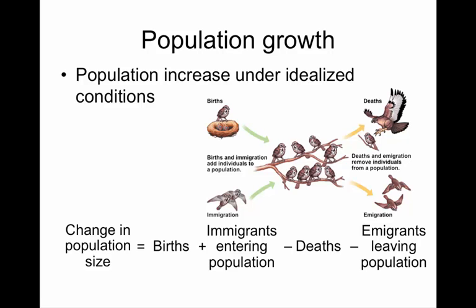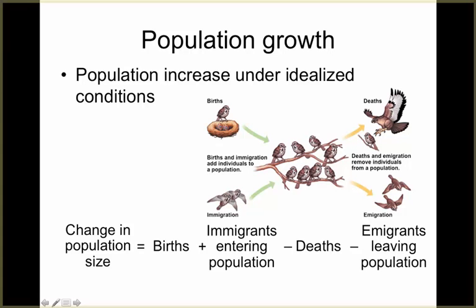It should make intuitive sense to you that the change in population size will be the number of births. So in this particular example, we have 1 plus any immigrants that enter the population. Looks like we've got 2. Minus the number of individuals that died, so that would be minus 1. And also how many birds left the population or emigrated. So this would be minus 2.